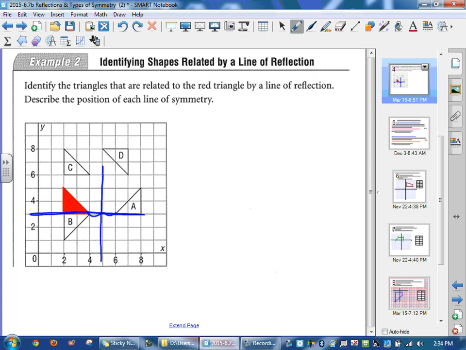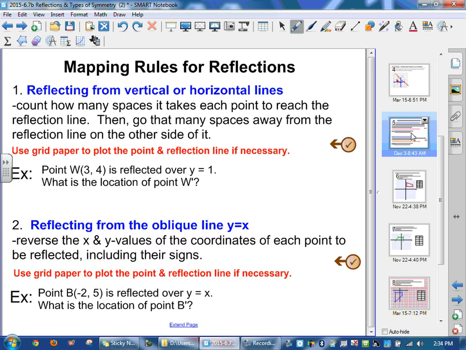Diagonally, it is so. So if we go diagonally through here, it is an exact replica. Okay? So diagonally, that one flips down. Replica means exact copy. All right, let's take a look at the next page. Now we're talking about mapping rules for what we reflect.